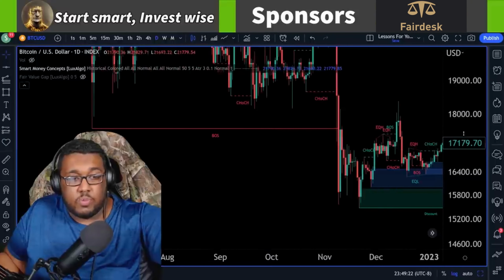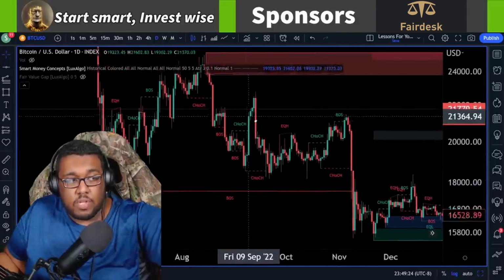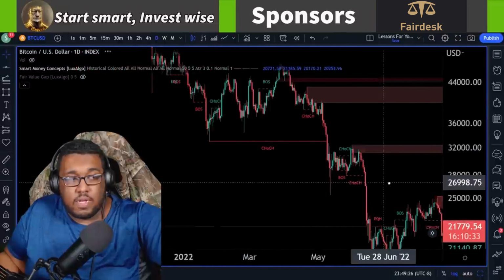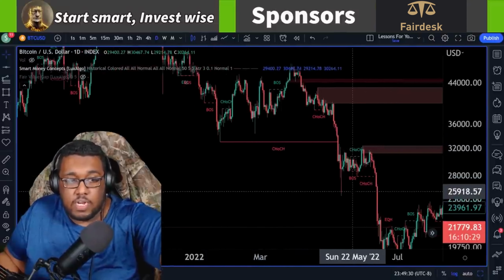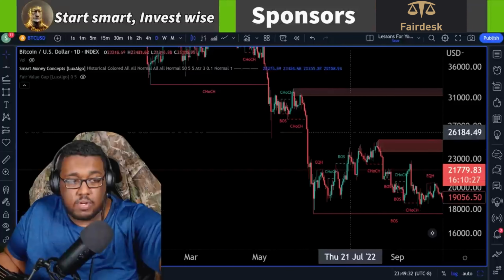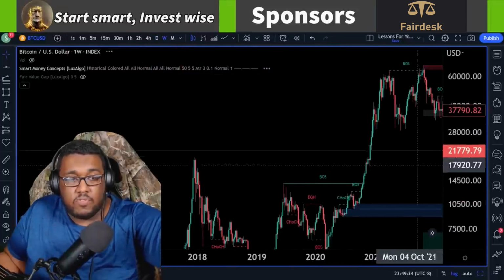Again, the larger ones though, break of structure, much more impactful. You're normally looking for a change of character that's a solid line, much more powerful, very good move. It shows a longer term trend here, okay? And you guys can use this on any time frame you want.